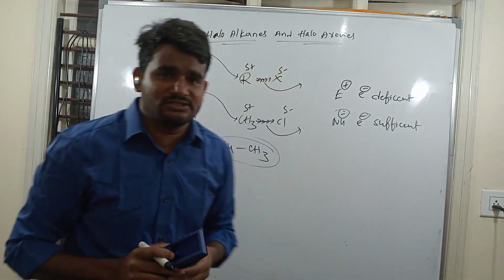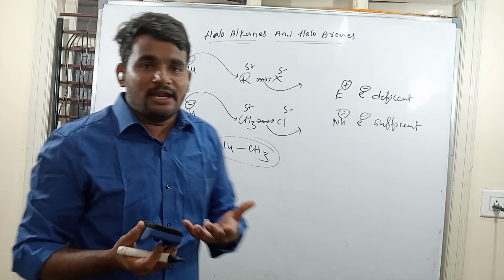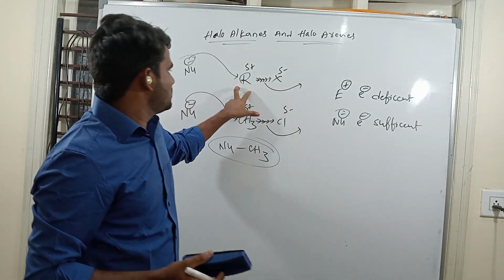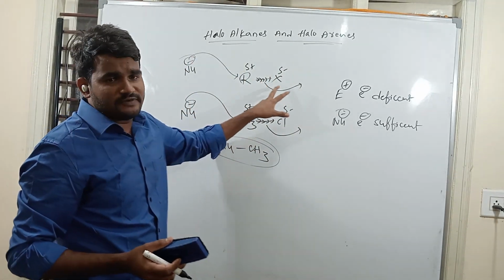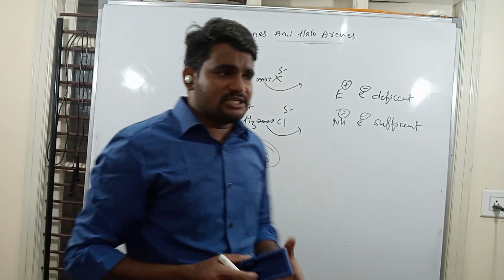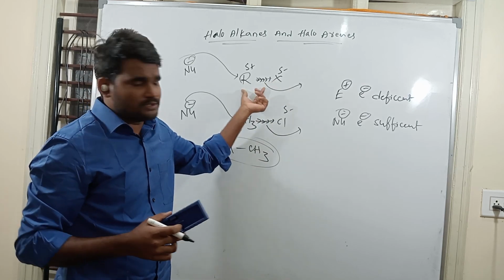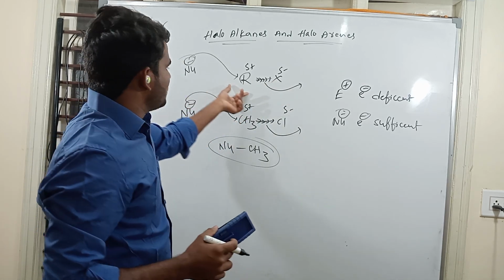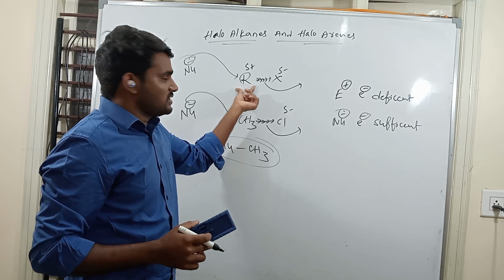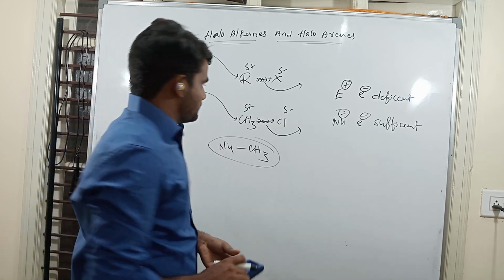Why are nucleophilic reactions involved in haloalkanes? They behave like electrophiles. Alkyl groups behave like electrophiles because of the electronegativity of halogens. Halogen electronegativity is high. That's why it takes electrons towards the halogen to form a partial negative charge and partial positive charge, and the nucleophile attacks the partial positive charge of the alkyl group to form nucleophilic substitution reactions.